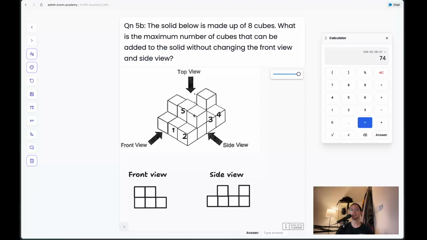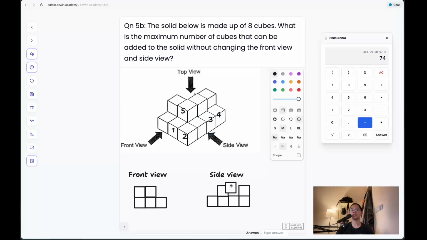If we put it here, the side view remains the same, but then the front view will suddenly have another block like this. So we don't want to change it, right? So we cannot have that. Okay, what about if we add it here? If we add behind number 5, can we do this? So the front view will not change, but then the side view has another block like this. Okay, so we don't want that.